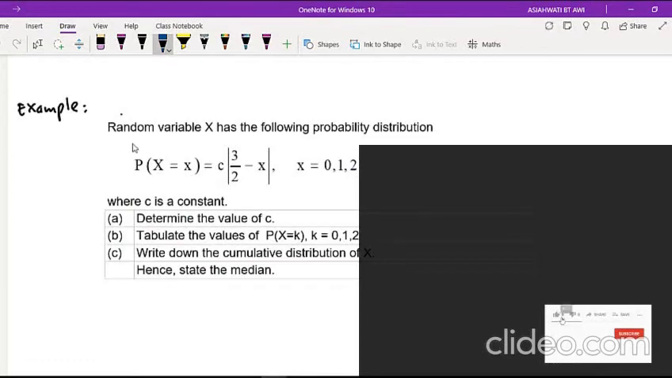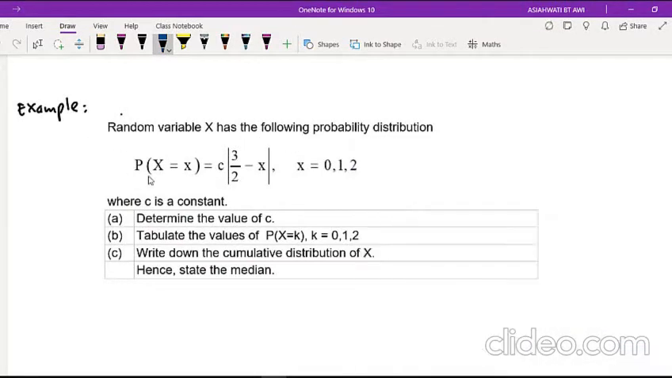Look at the example. Random variable X has the following probability distribution. Given that in this question, the probability X equals x is equal to c times the absolute value of 3 over 2 minus x, where x is equal to 0, 1, 2. C is a constant. A, determine the value of c.